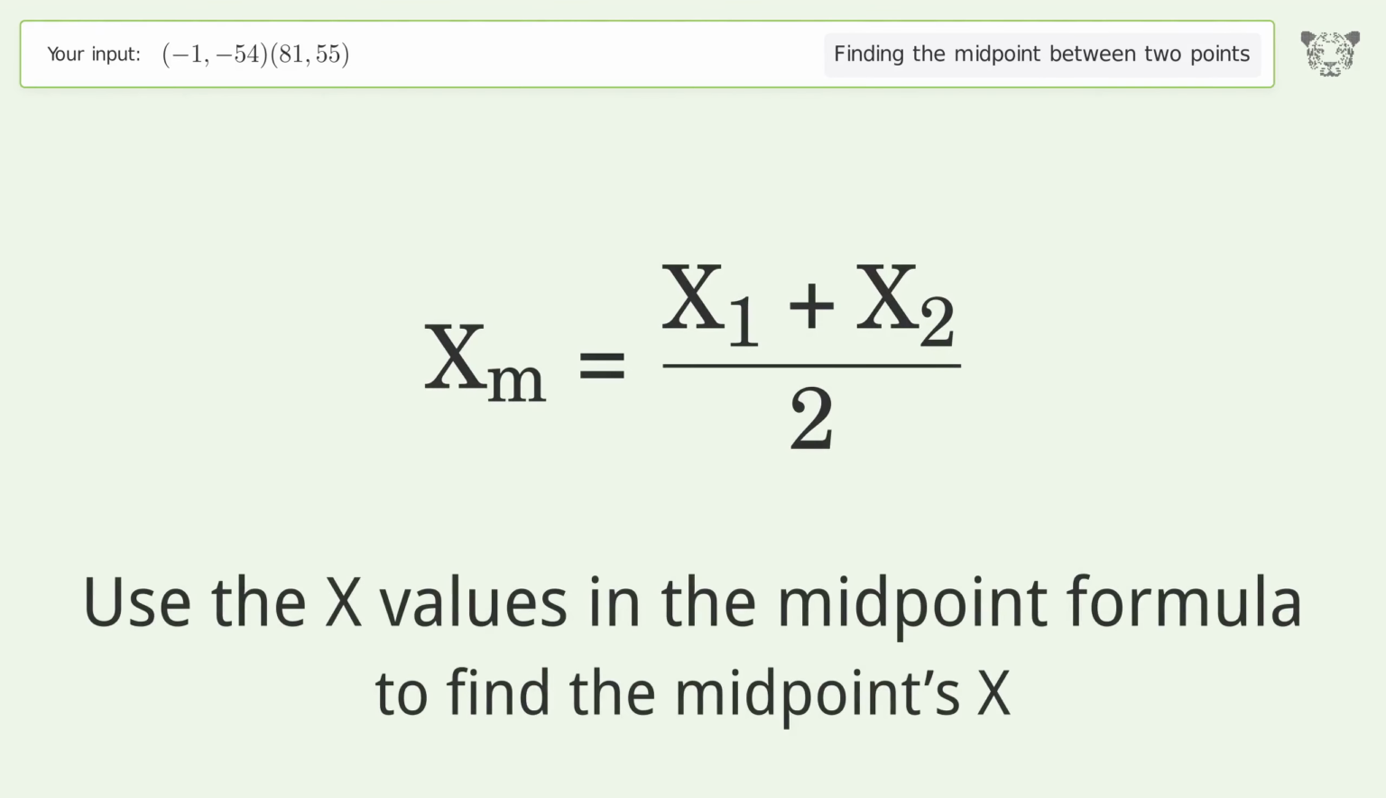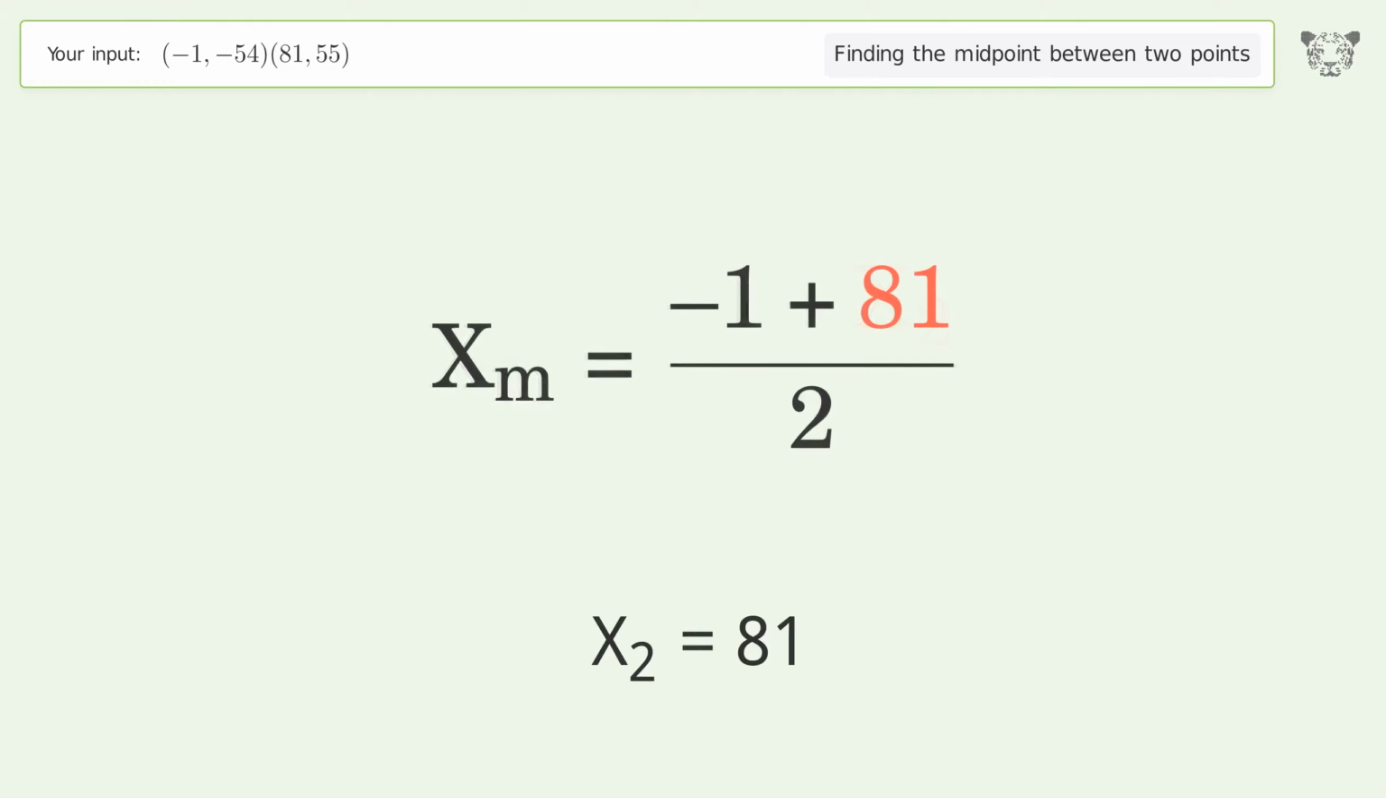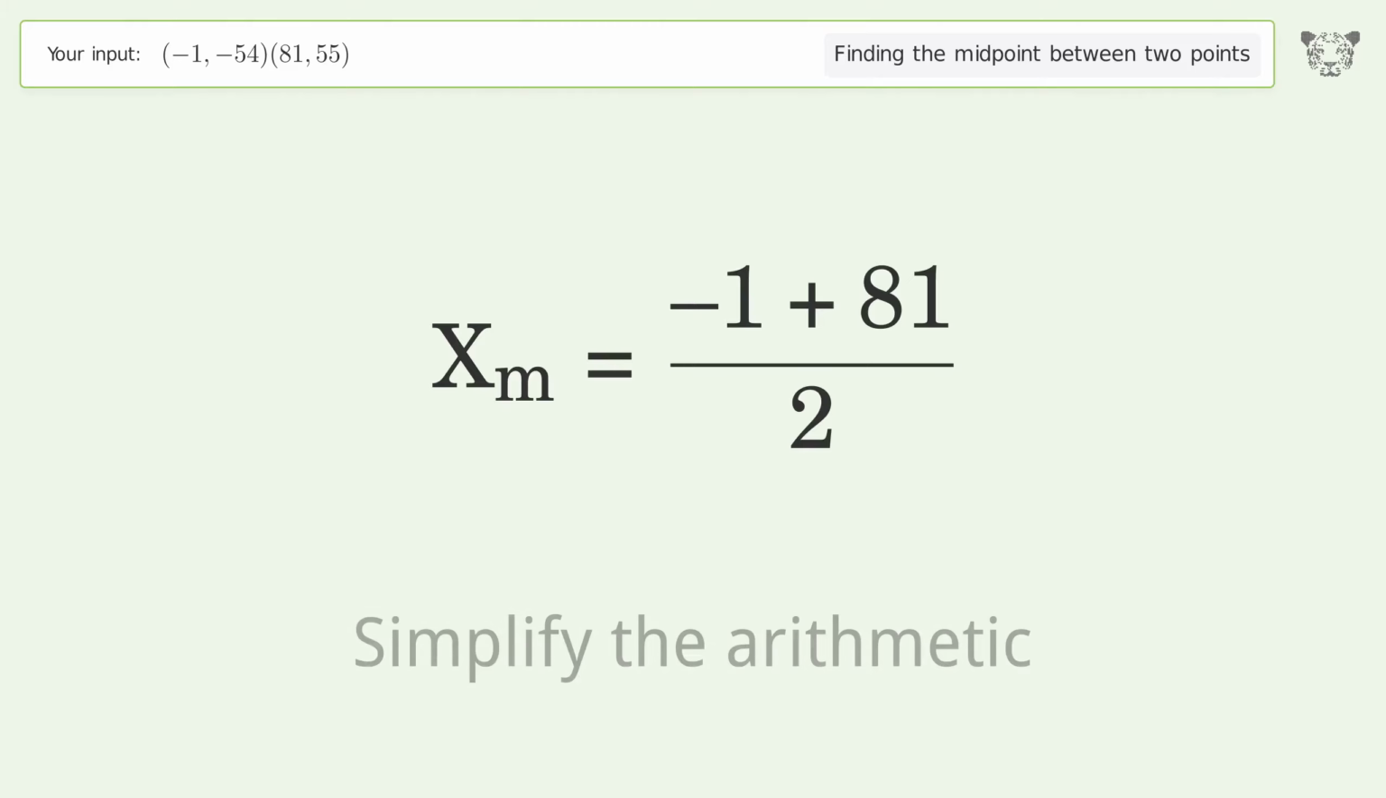Use the x values in the midpoint formula to find the midpoint's x. x1 equals -1. x2 equals 81. Simplify the arithmetic.